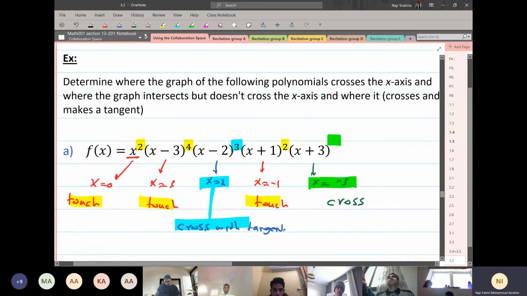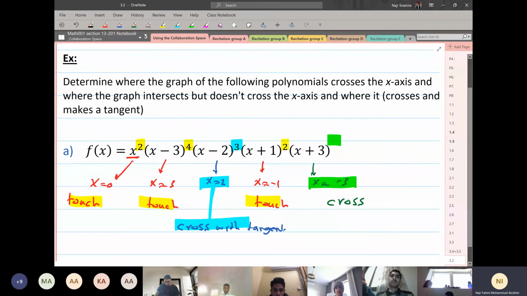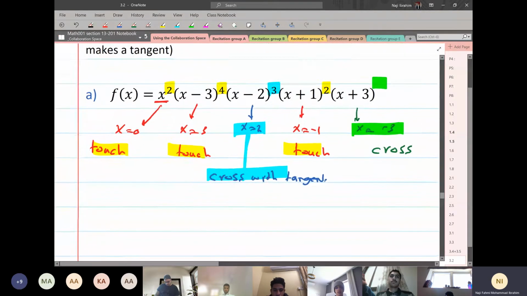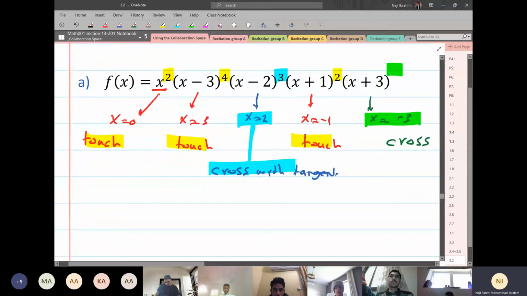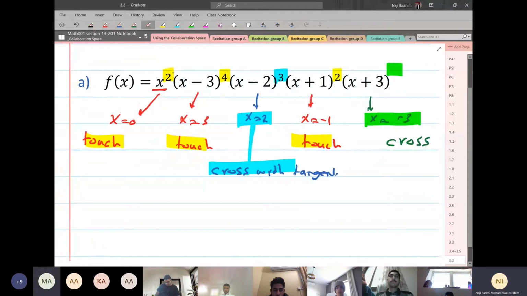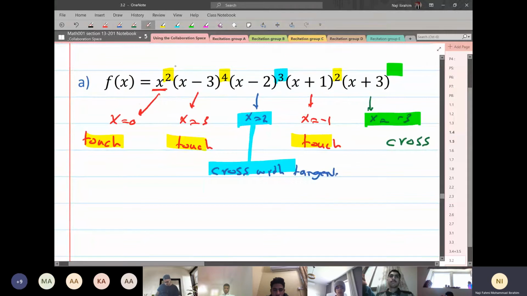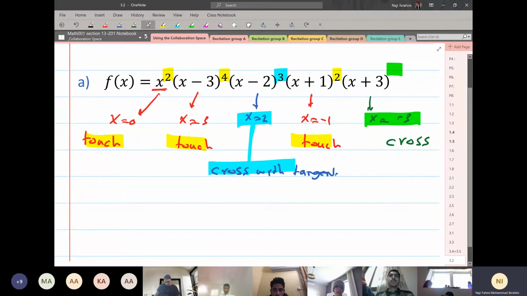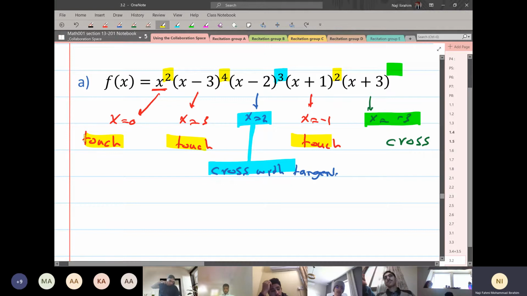Now quickly over this one. What's the zero for the first factor? This thing, x squared. What makes it 0? 0. Now what's the power of the zero of x squared? Even. This means it will make a touch at x equals 0.